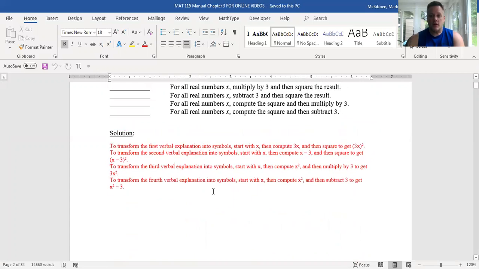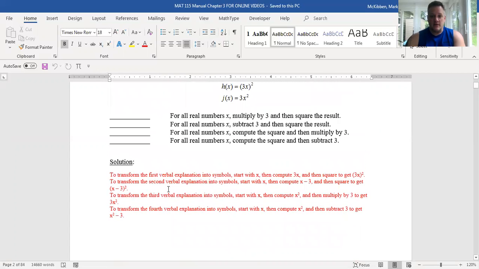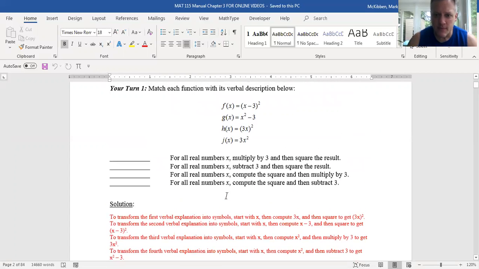All right, so for example, if you were to look at this one: for all real numbers X, multiply by 3, so you first multiply by 3 and get 3x, then you square that result, so you'd have (3x) squared. That's h of x, right? If you said it was j of x, remember you have to square the entire 3x, and so you need parentheses around that.